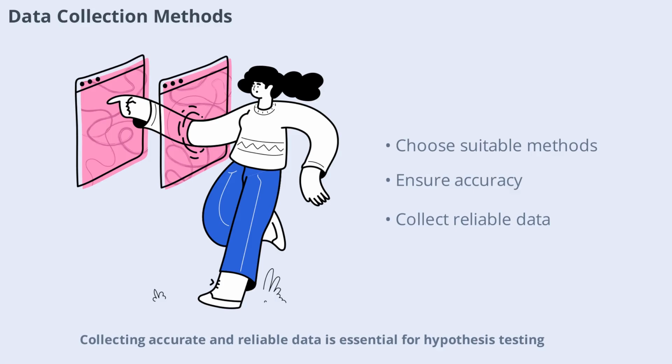Collecting accurate and reliable data is essential for hypothesis testing. In medical research, data can be gathered through surveys, clinical measurements, laboratory tests, or electronic health records. The choice of method depends on your hypothesis and the variables involved. Consistent and precise data collection strengthens the validity of your study.